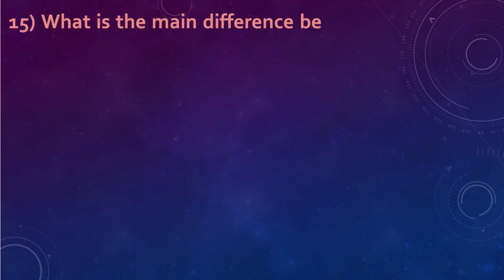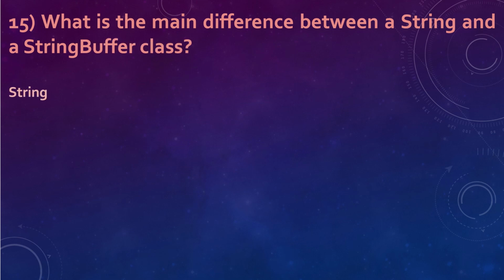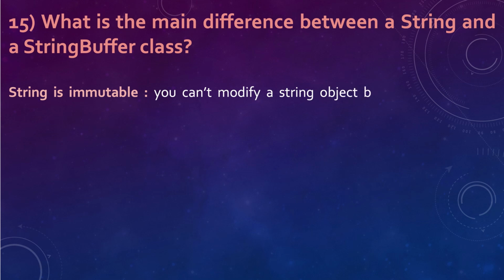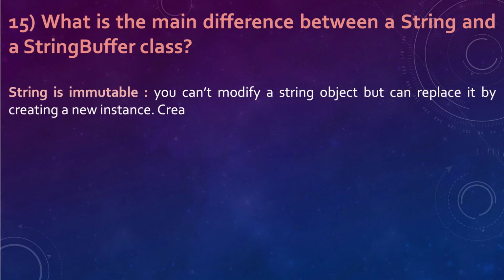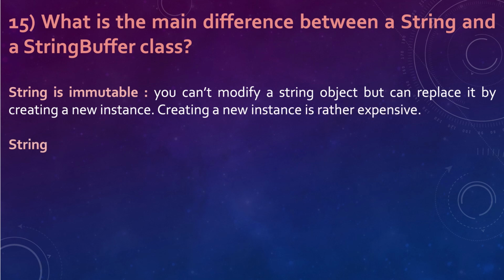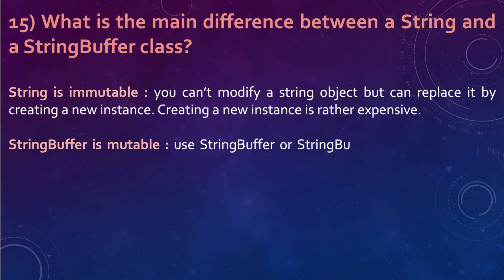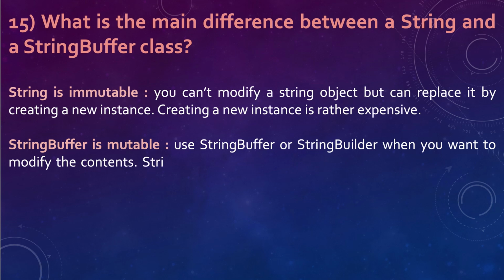What is the main difference between a String and a StringBuffer class? String is immutable. You cannot modify a String object but can replace it by creating a new instance. Creating a new instance is rather expensive. StringBuffer is mutable. Use StringBuffer or StringBuilder when you want to modify the contents.